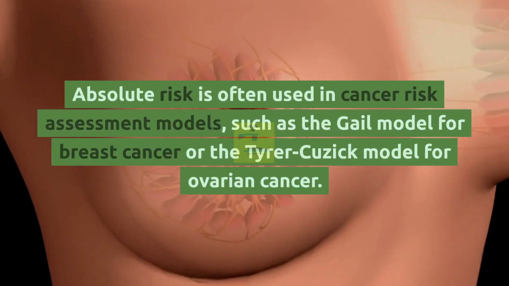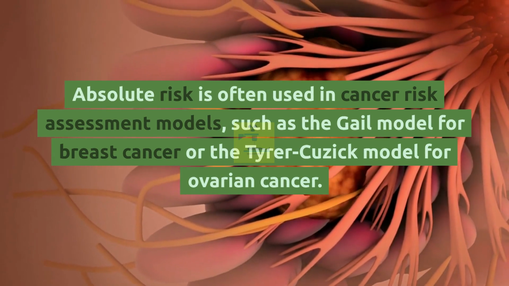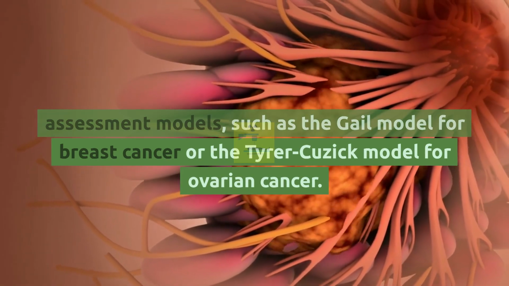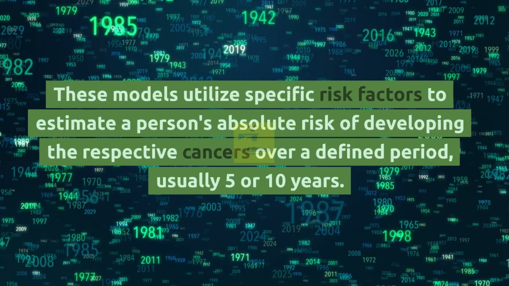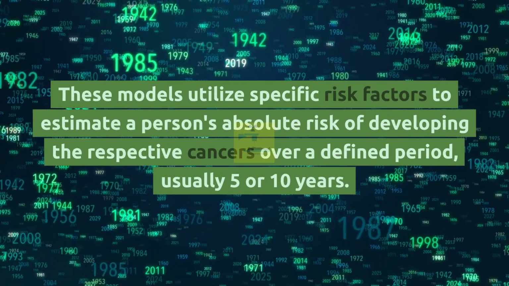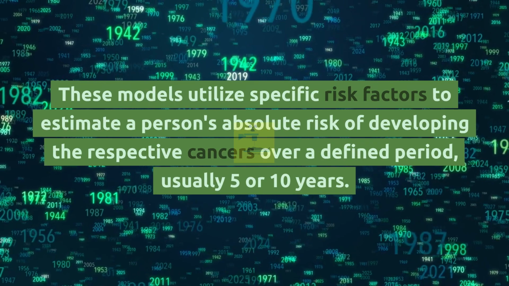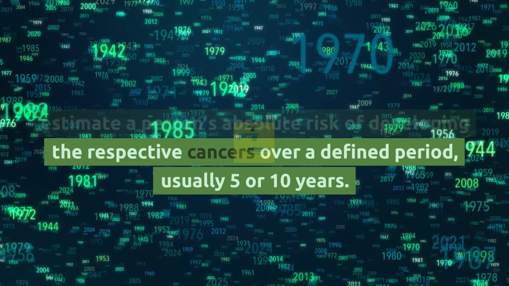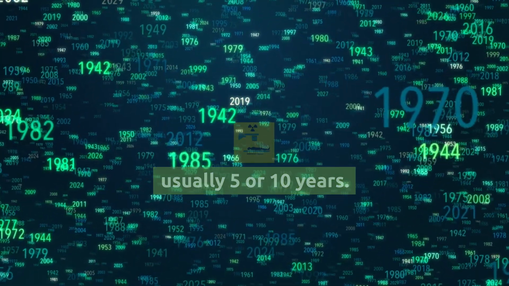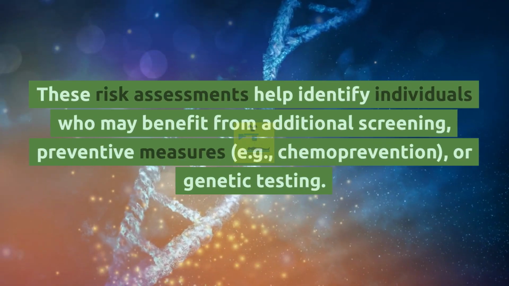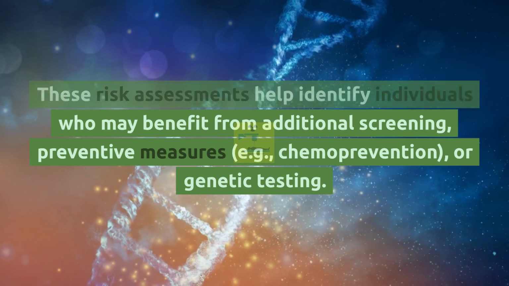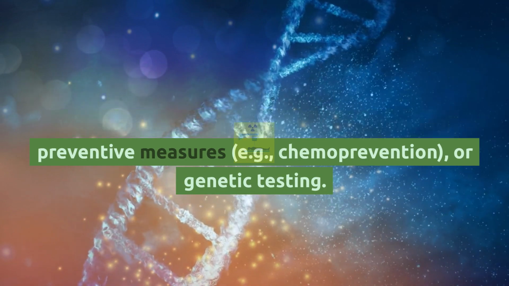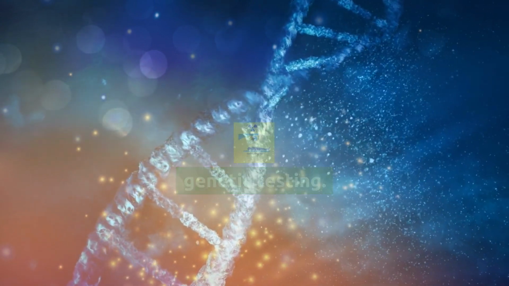Absolute risk is often used in cancer risk assessment models, such as the Gail model for breast cancer or the Tyrer-Cuzick model for ovarian cancer. These models utilize specific risk factors to estimate a person's absolute risk of developing the respective cancers over a defined period, usually 5 or 10 years. These risk assessments help identify individuals who may benefit from additional screening, preventive measures, e.g., chemoprevention, or genetic testing.